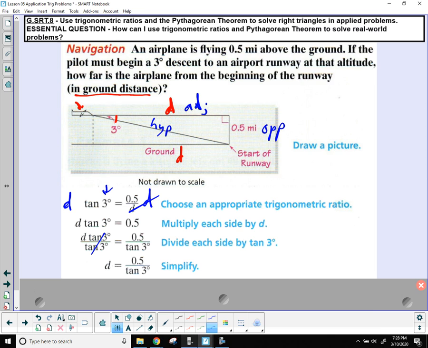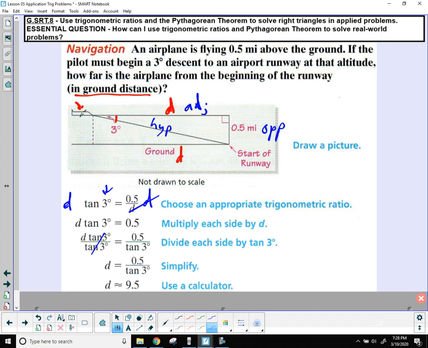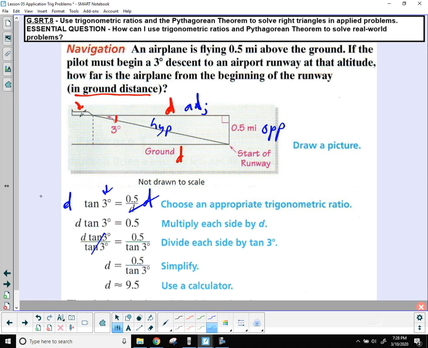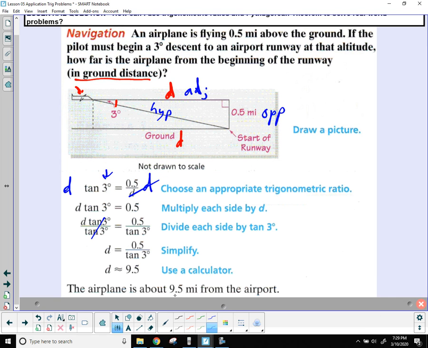Plug it in just like I see it, 0.5 on top, tangent 3 degrees on the bottom. We get 9.5. Indeed, that's the right answer. So, in ground distance, the plane is 9.5 miles from the airport. Yay! Let's go look at a couple examples.